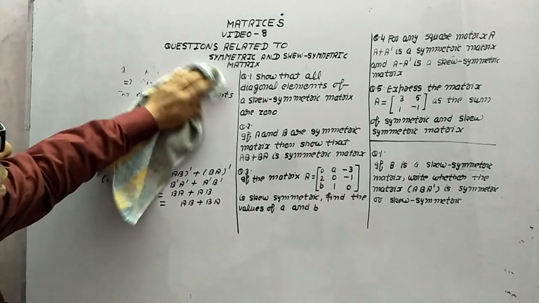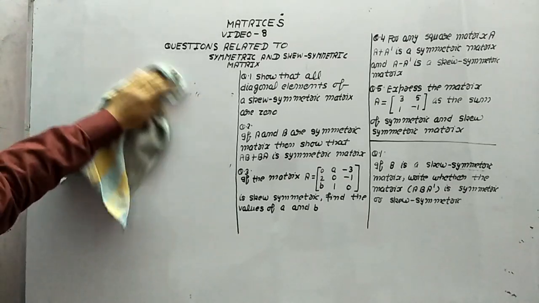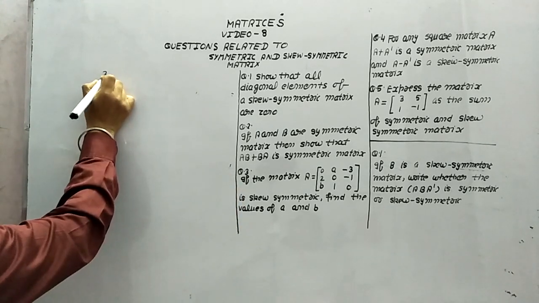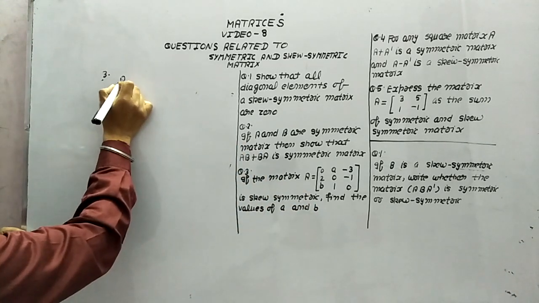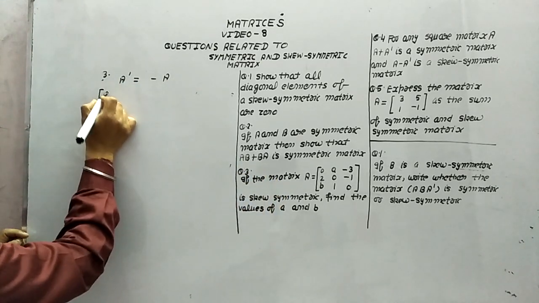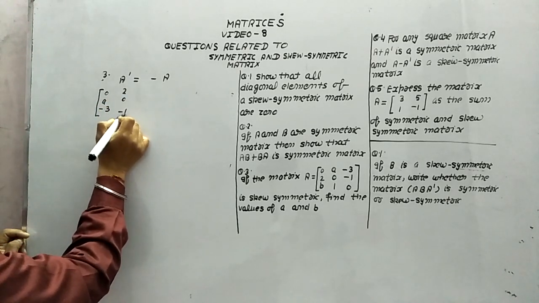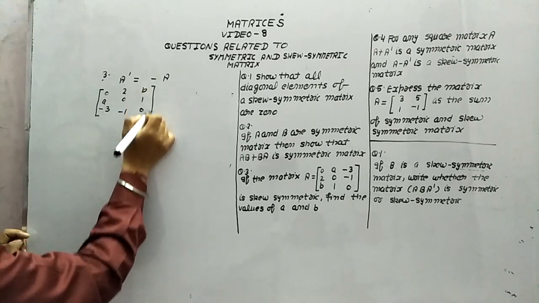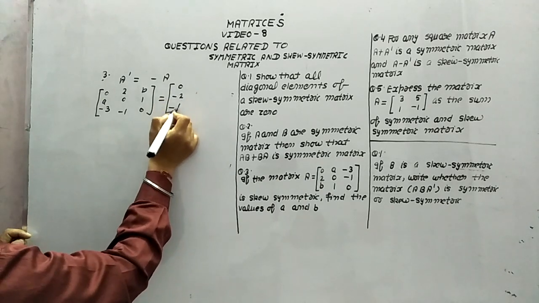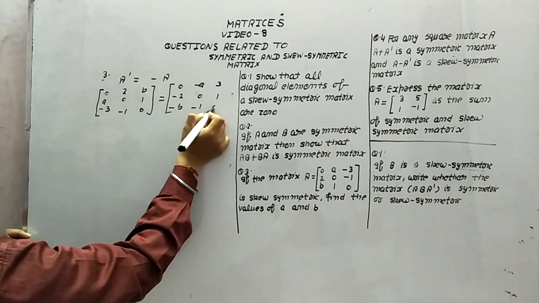Now question number 3. In question number 3, if the matrix A is a skew-symmetric matrix, find values of a and b. Now because this is a skew-symmetric matrix, it means A dash is equal to minus A. First do the transpose of this thing: 0, a, minus 3; 2, 0, minus 1; b, 1, 0. Negative of A. It means what this becomes? 0, minus 2, minus b; minus a, 0, minus 1; 3, 1, 0.